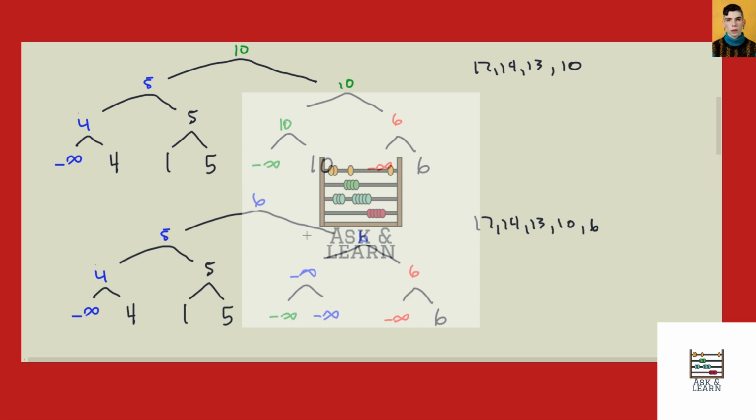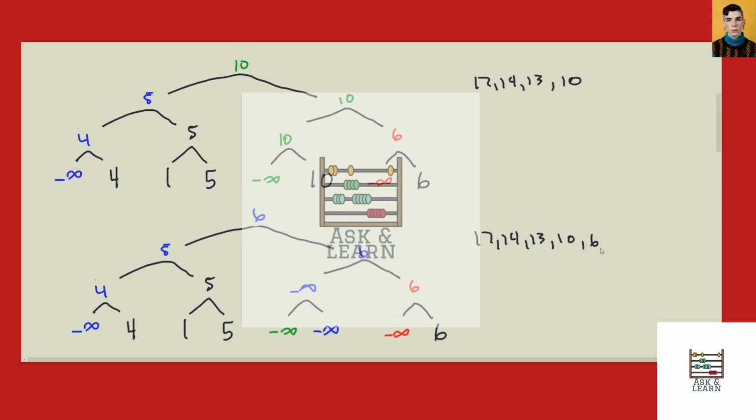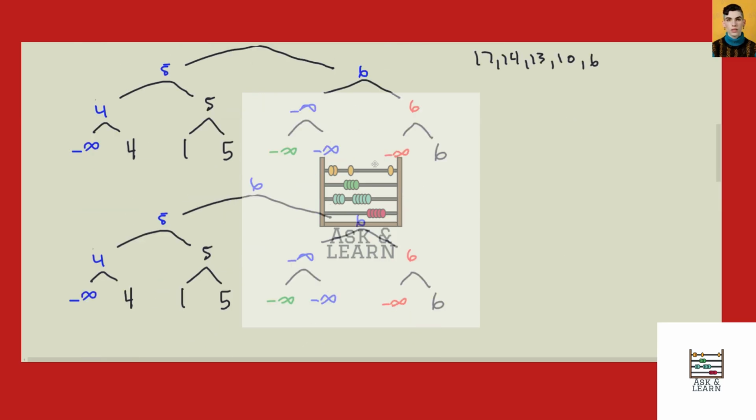Now again, we replace this and change that 6 out for a negative infinity. So replace these 6s with negative infinity. Comparing two negative infinities, that moves up again, comparing two negative infinities. And then negative infinity and 5, well, 5 would win. So now our list is 17, 14, 13, 10, 6, and 5.